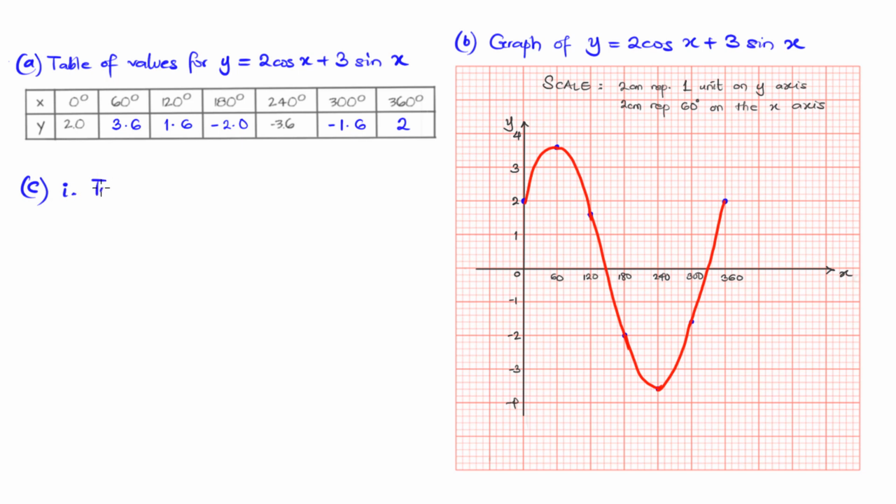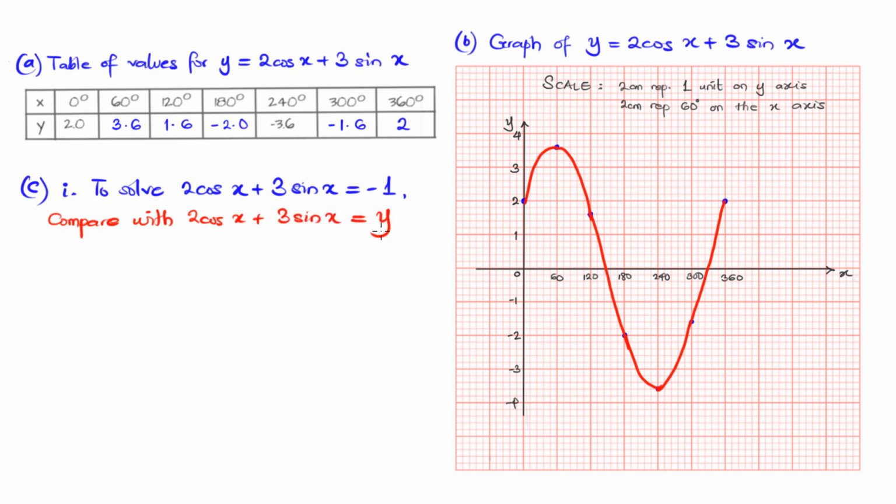Okay, so now on the third question, we're asked to solve the equation from the graph. We have to use the graph to solve the equation 2 cos x plus 3 sin x is equal to minus 1. Now, if you compare this equation we're given with the equation we've been working with, that is 2 cos x plus 3 sin x is equal to y, you can see that the left-hand sides are equal. That means the right-hand sides are also equal. So y is equal to minus 1.